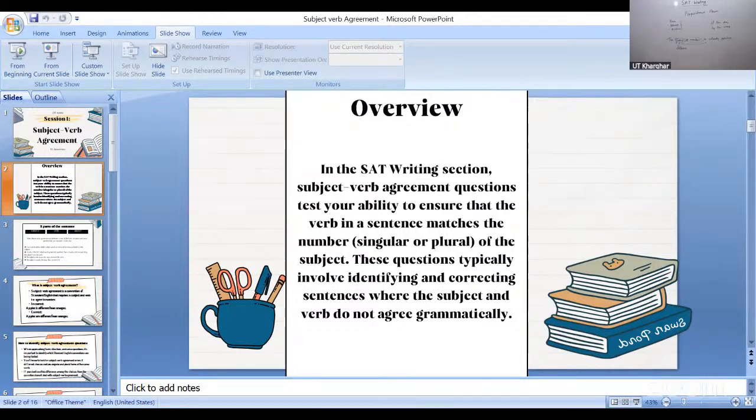So does this make sense? In a simple sentence and in a compound sentence, it is very easy to spot errors. But whenever we have complex sentences, where we have an independent clause and a dependent clause, it becomes very, very difficult to spot errors. Why? Because we have more than one subject. In the simple sentence, we have one subject, one verb. In the compound sentence, we have two subjects and two verbs. But in the complex sentence, we have two or more subjects, but only one verb. Do you want me to write it down?